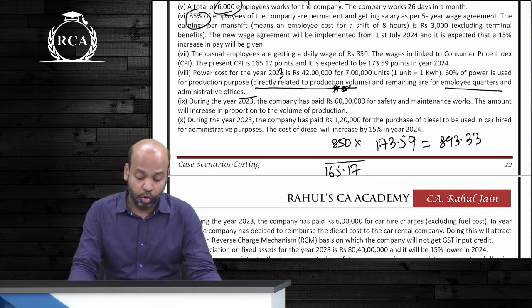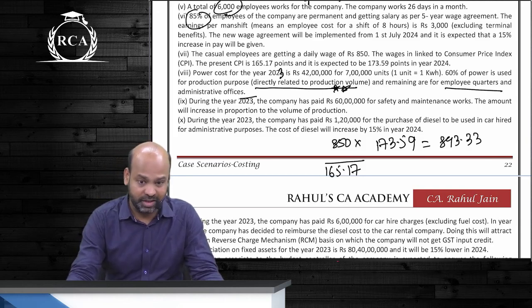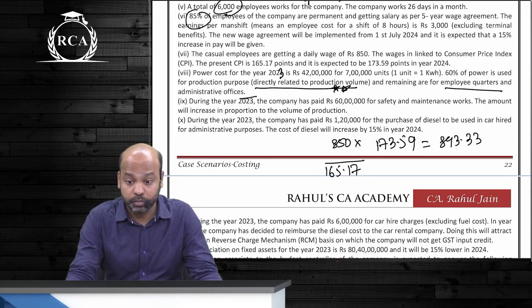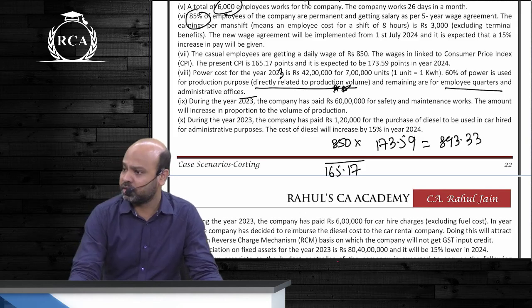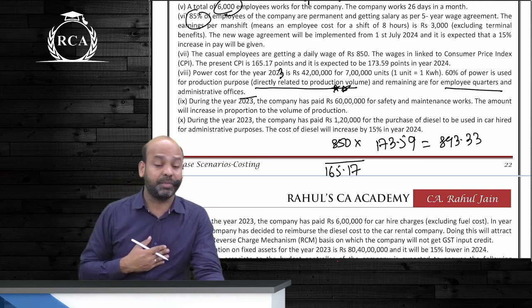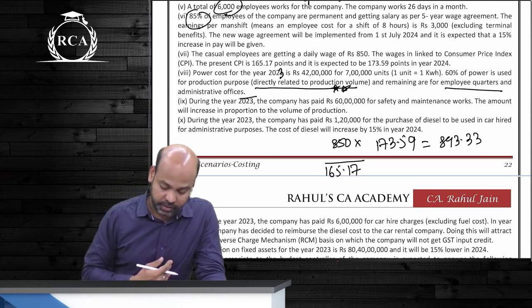7 lakh total cost, beta, power cost was 42 lakhs. 60% of that is in relation to production. The remaining 40%, beta, is in relation to admin and employee cost. That 40% will remain constant, but 60% will increase by 12%.